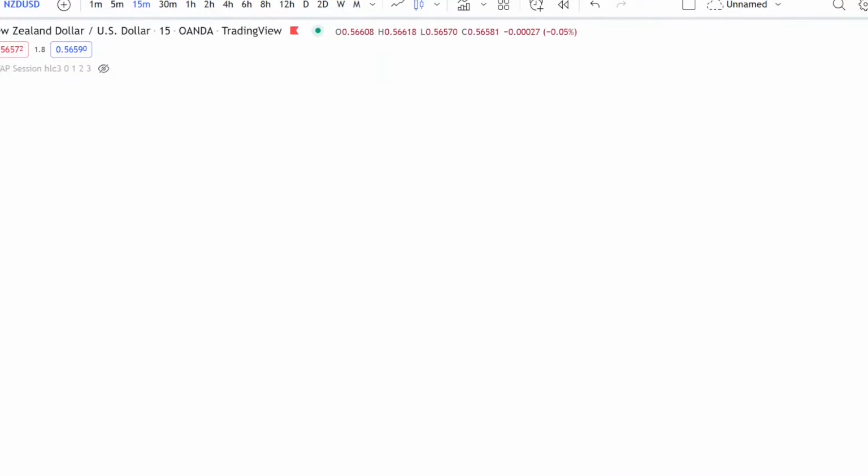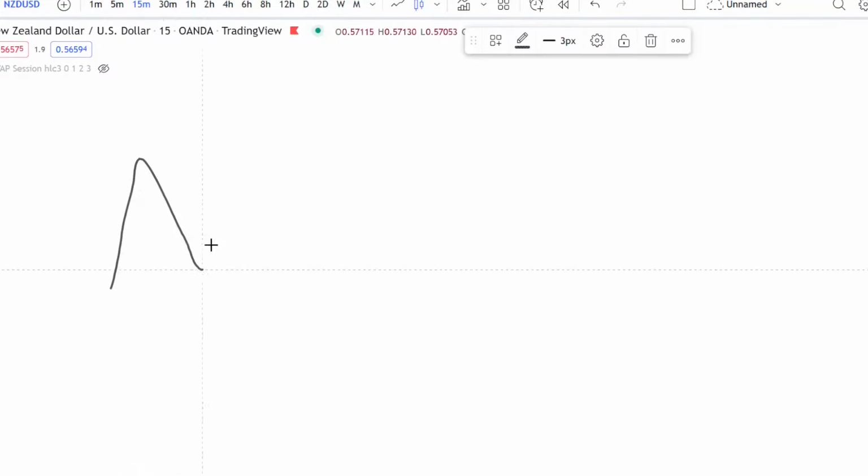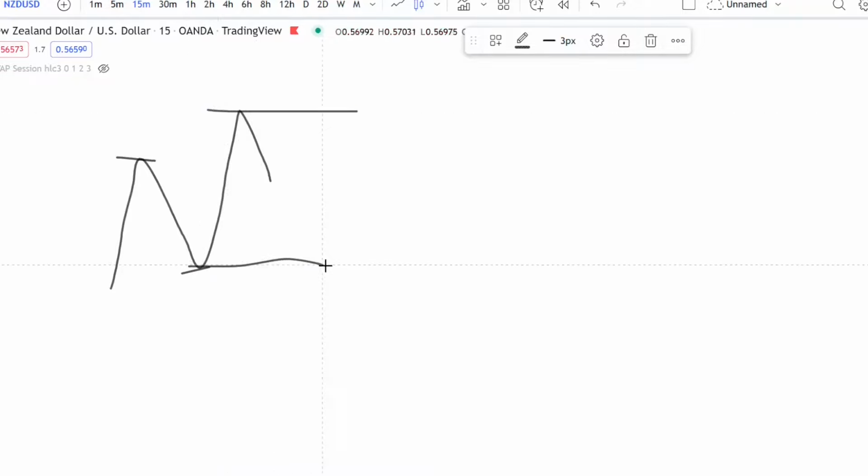So, after watching our free course on YouTube, you guys know what a range is. And a lot of traders understand what a range is. So, we had a swing, a swing broken, and price came back in the range. So now this is our range.